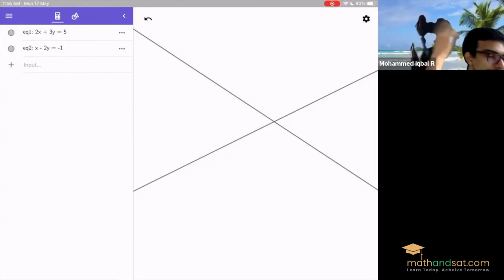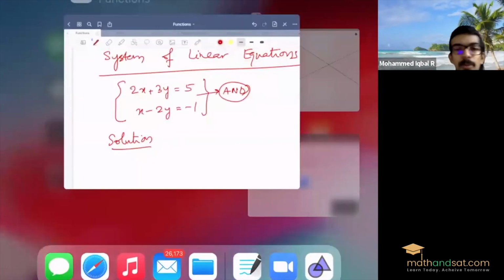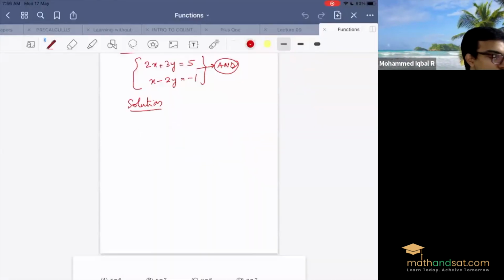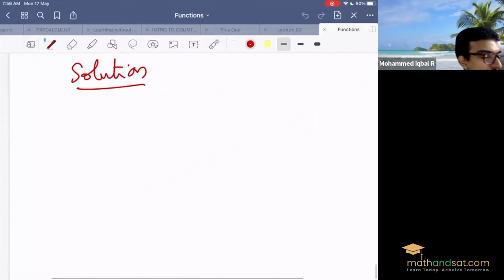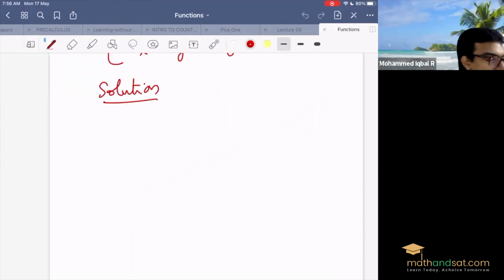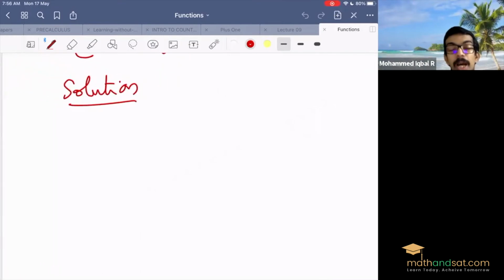So when coming to graphs, I have to discuss some more points. One method is to just draw the graph, and the point of intersection is going to be the solution, but there is a catch. There could be cases where the graphs are not intersecting. What does that mean? If the graphs are not intersecting, what does that mean?